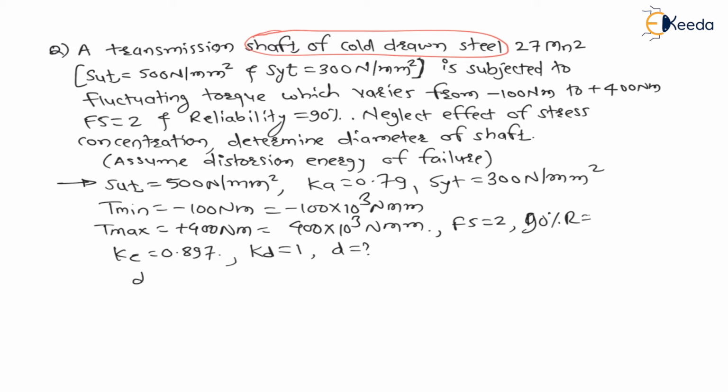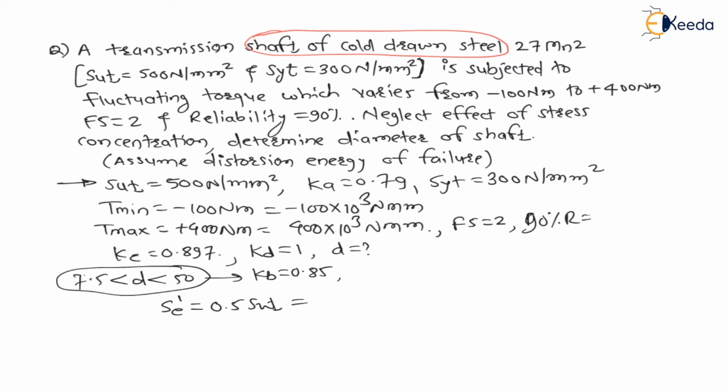Let us say the diameter of shaft is less than 50 but more than 7.5 mm. For these dimensions, this is our assumption, the size factor will be 0.85. Again in examination they will provide you the value of size factor. Therefore, SE dash, endurance strength, is equal to 0.5 SUT for steel, which is nothing but 0.5 into 500, equal to 250 Newton per mm square.